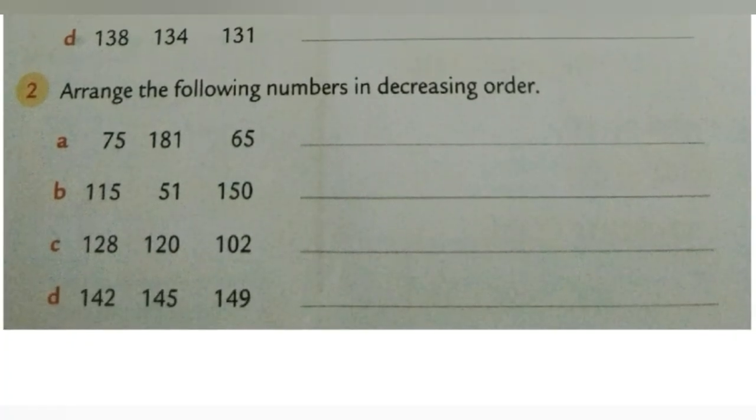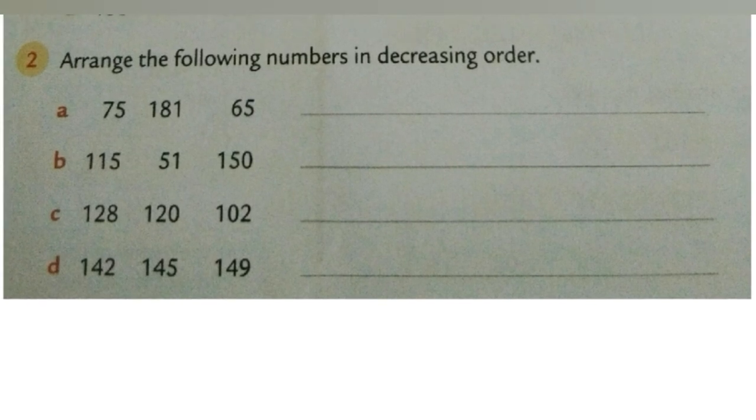Let's check out this next one. Arrange the following numbers in decreasing order. Here you need to arrange them in decreasing order. That means from big to small. So again, first check out. In the first number, only 2 digits are there. In the second number, 3 digits are there. And in the third number also, 2 digits. We have to first write the biggest number. So here it's clearly visible that 181 is the biggest because it has 3 digits.